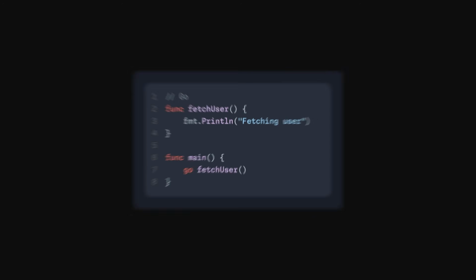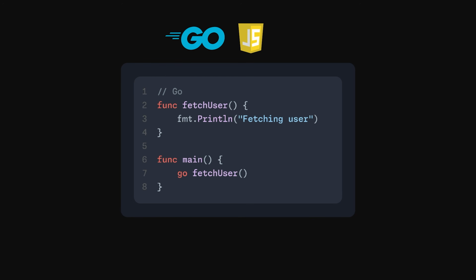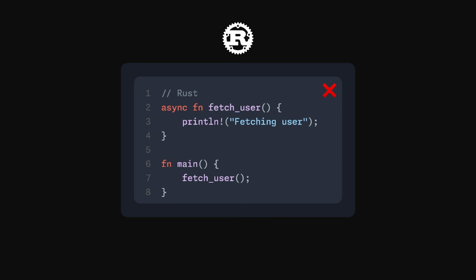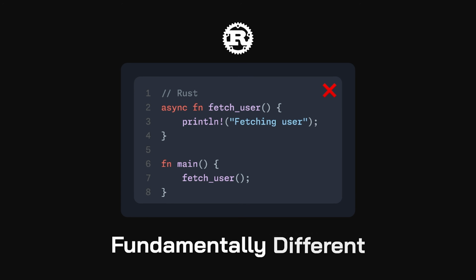Async Rust will break your brain. In other languages like Go, JavaScript, or C#, async code just works. But in Rust, a similar code snippet won't even run. Why? Because Rust's async model is fundamentally different.